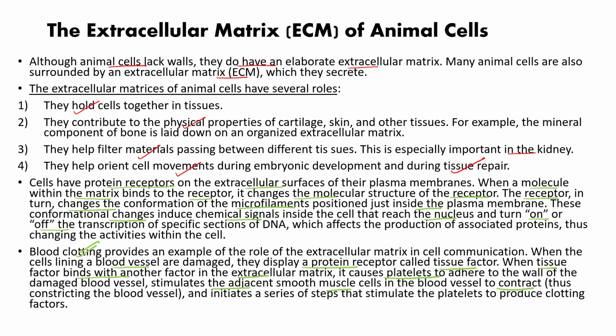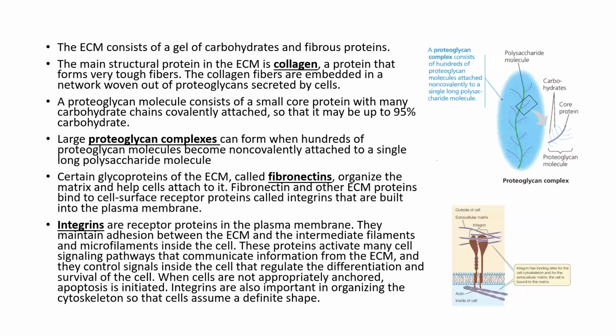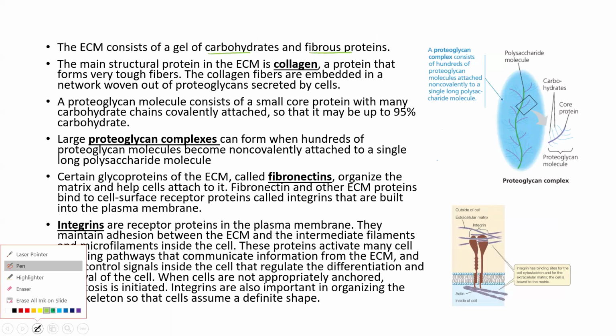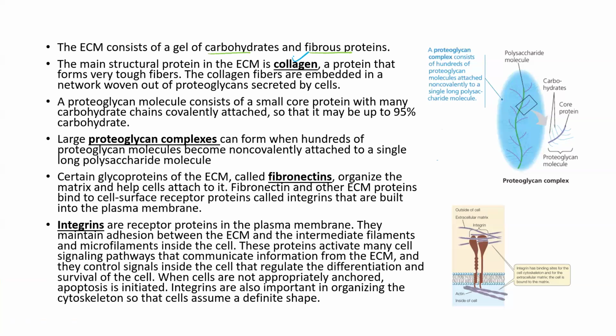Now let us understand what the components of the extracellular matrix are. Mainly they are composed of carbohydrate and fibrous protein, and the most important component is collagen. Collagen is the most abundant protein of the animal world. And collagen is actually attached with the help of proteoglycan molecules. So understand this diagram carefully.